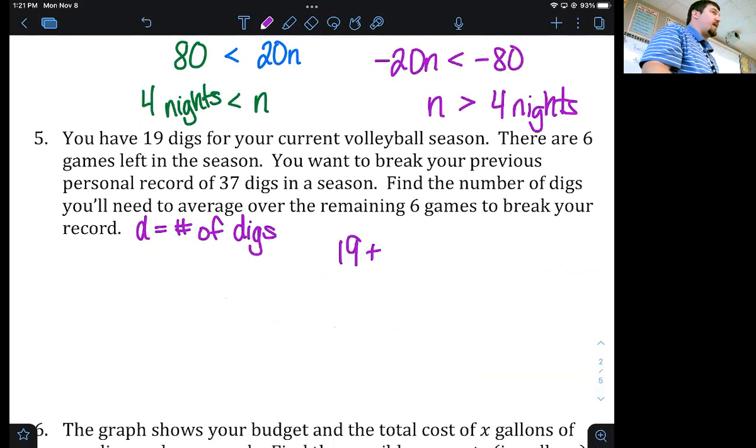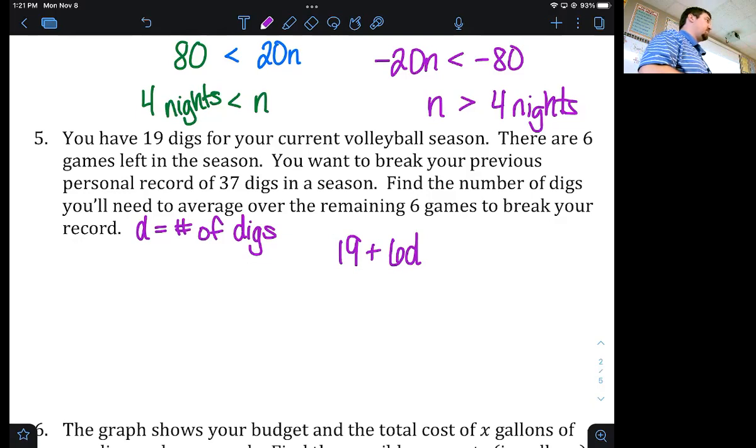And how many games are there left? 6. So we'll say 6D. What's the average number of digs I'm going to have to get times by 6 because there's 6 games left. And I want to break the record, not tie the record. Keep that in mind.